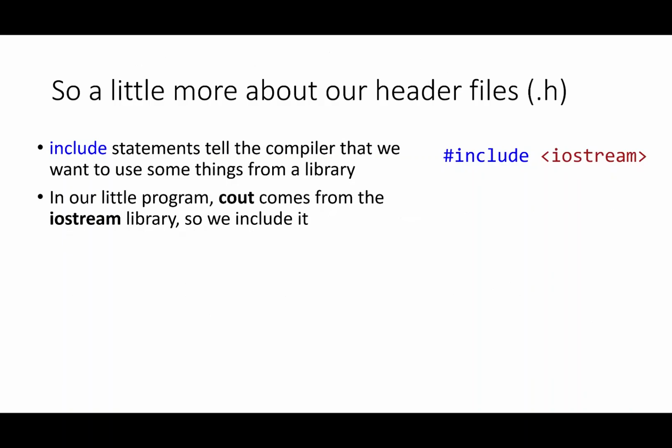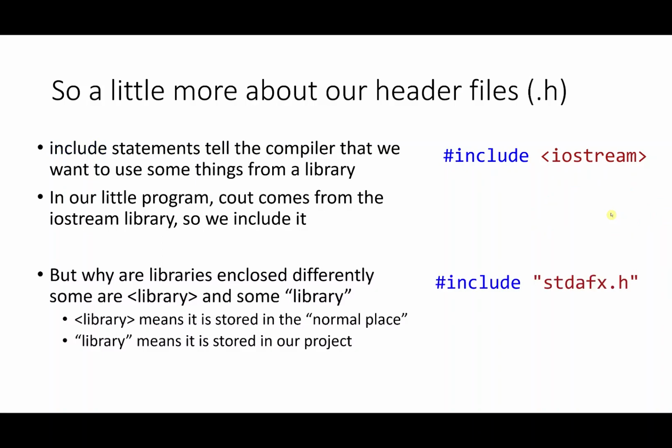So some little things about the header files. We just said that, I'm going to repeat that, but add some extra context to it. So an include statement tells the compiler that we want to use something from a library. So this is actually a library. And if it's in angle brackets like iostream, it's actually a standard library. It's a standard library, which is installed when we install C++ on our machine, like when we install Visual Studio.